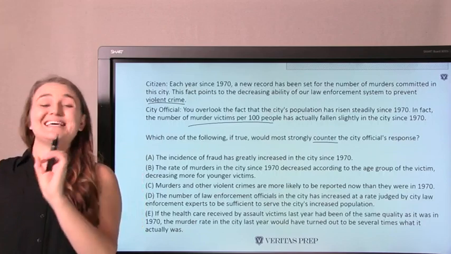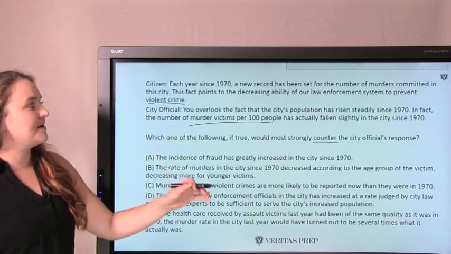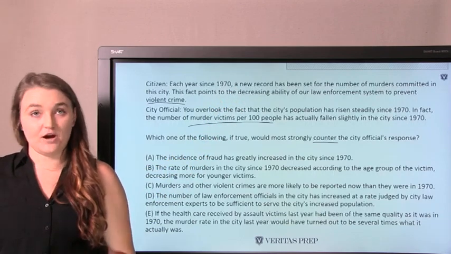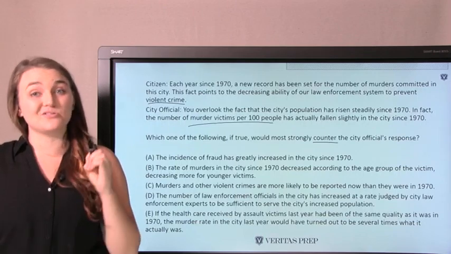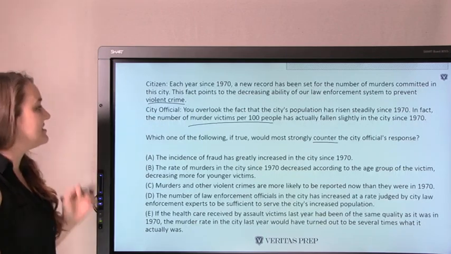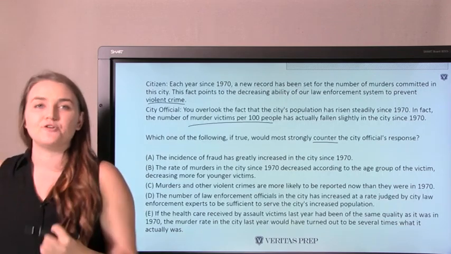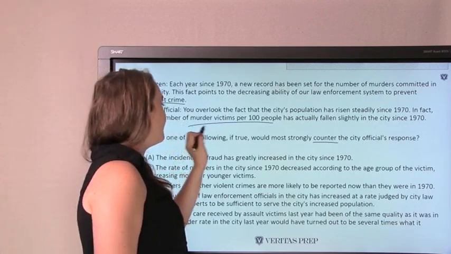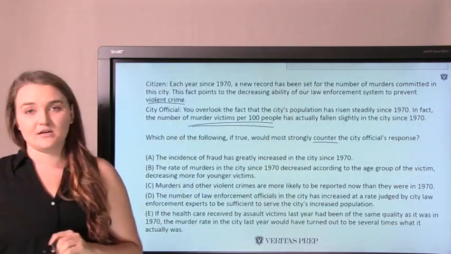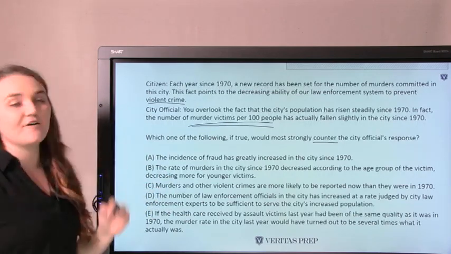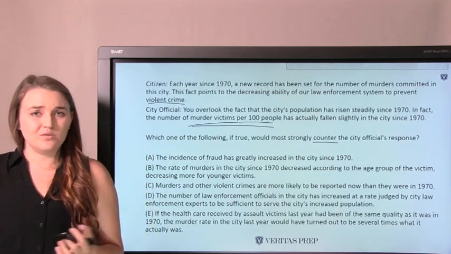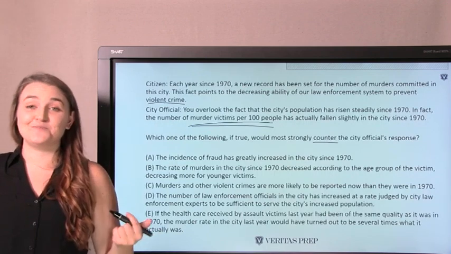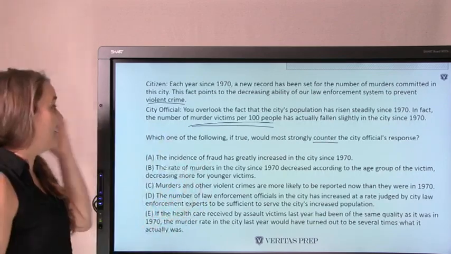Certainly the citizen makes a mistake of saying that because a record number has been set, we are less able to prevent violent crime. The citizen certainly makes that mistake, but we want to make sure we're answering the question that's being asked. In this case, the fatal flaw, the gap in reasoning that the city official holds in his or her argument, is that the number of murder victims per 100 people, the murder statistic, is responding to a claim about violent crime, and murder is only one facet of violent crime. So the victims would be the recipients of the murder, I suppose, or of the violent crime in general.